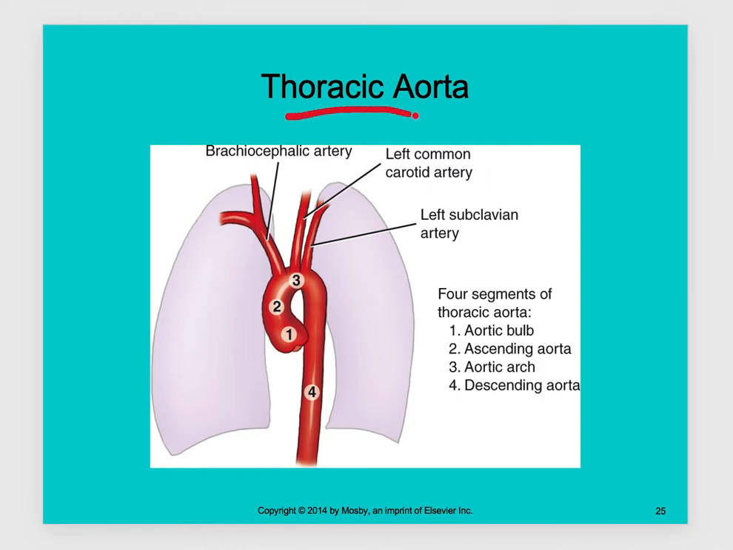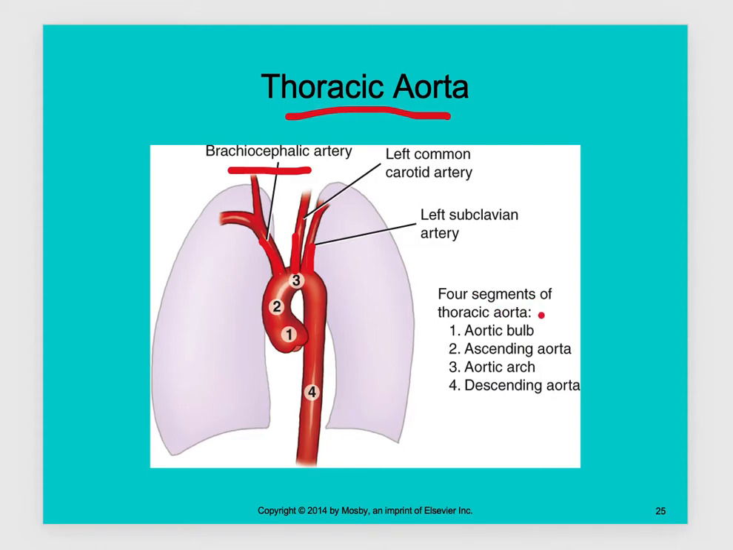So the thoracic aorta. You have the brachiocephalic artery. So we talked about there's 3 branches off the aorta. So when it comes out of the heart, you have your ascending aorta. Your first is the brachiocephalic. Then you have the left common carotid. And then you have the left subclavian.